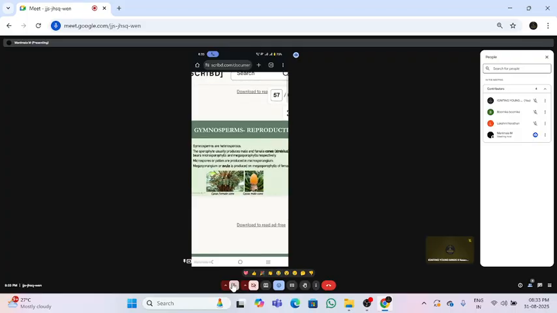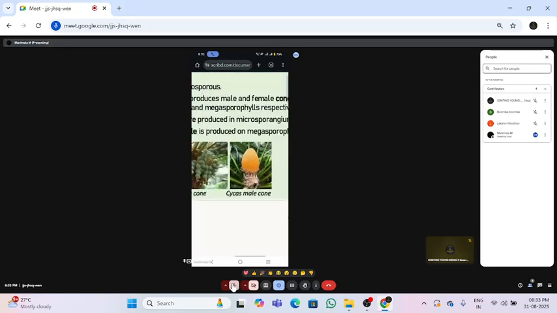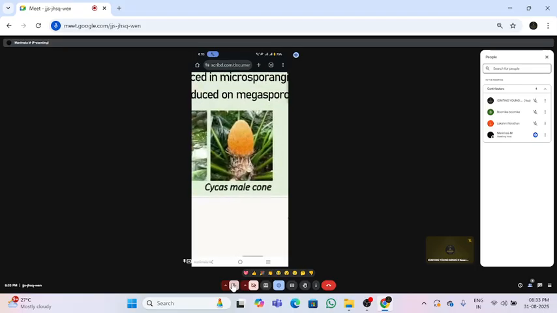gymnosperms, okay, most of the living gymnosperms, the reproductive structures are sporophylls. So the same thing we have studied in the pteridophytes also. The structure we can call as sporophylls only. Okay, and they are aggregated together in the form of cones and strobili. Okay, cones and strobili, what will be there? This is the what? Cones. And in the form of cones or in the form of strobili, they are aggregated.